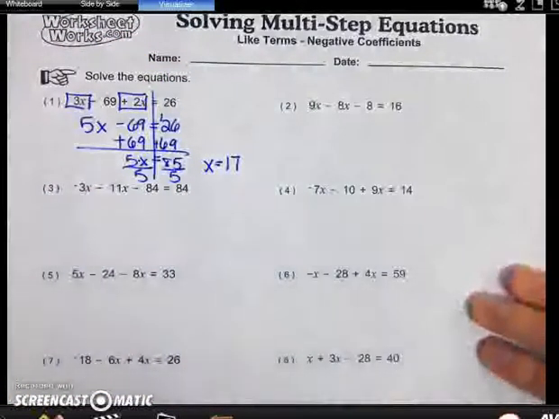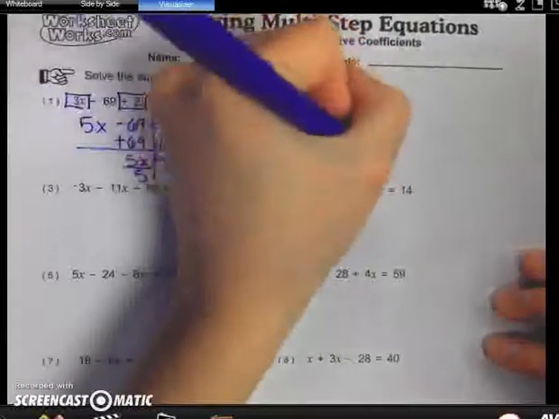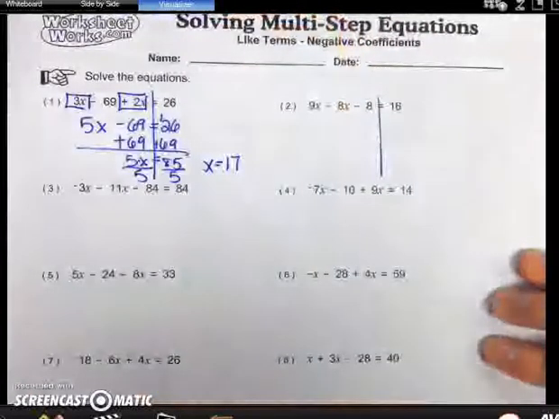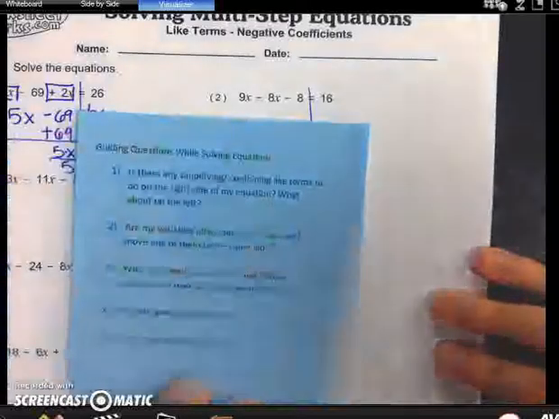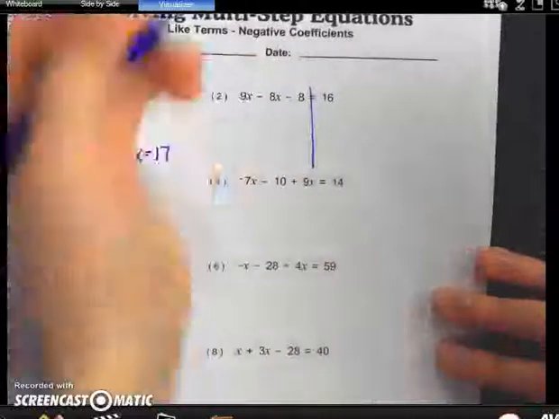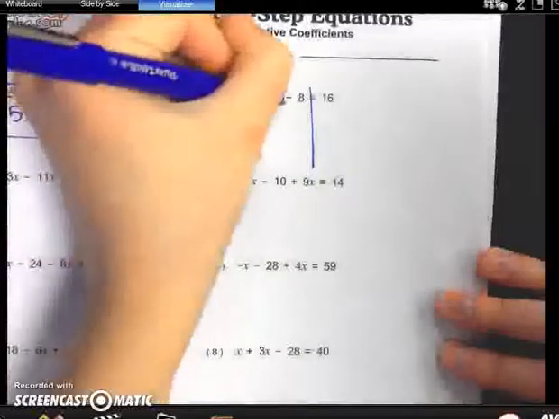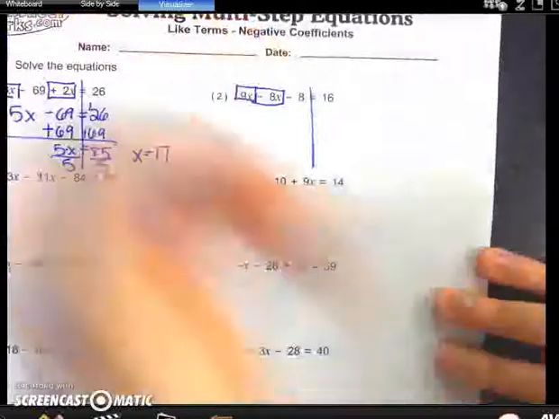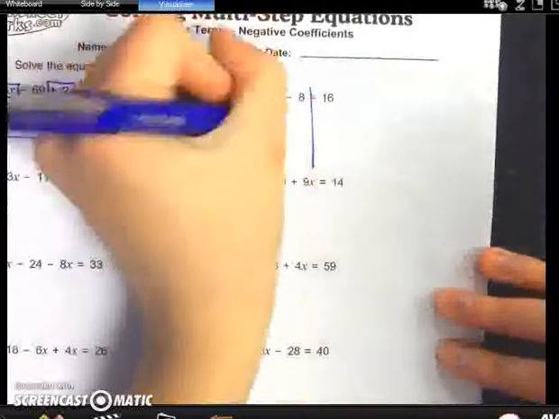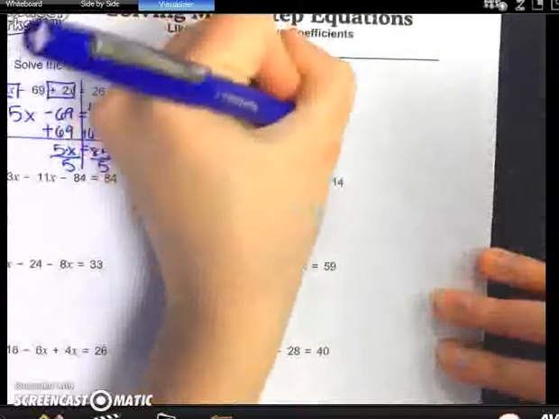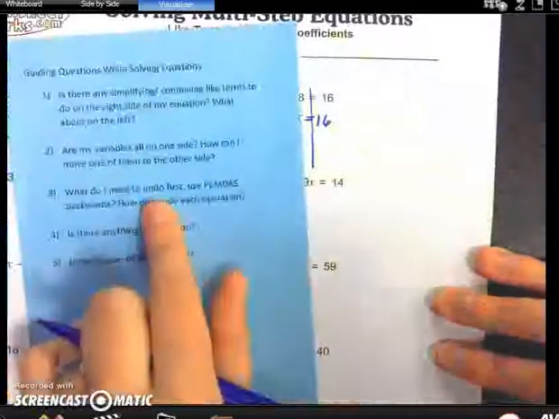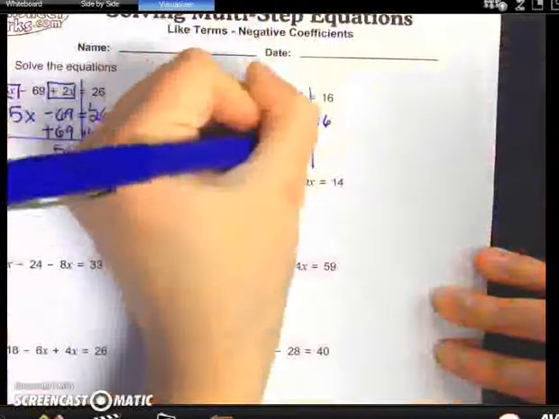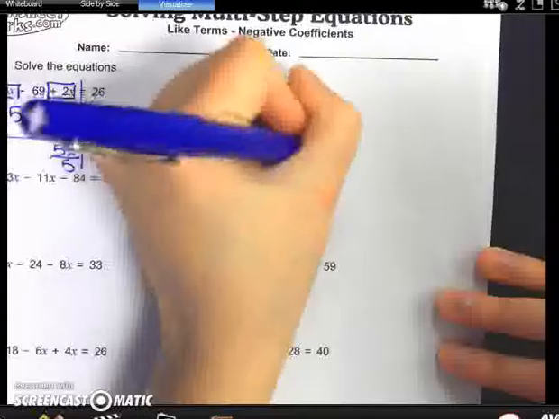Okay, let's look at number 2. Again, I'm going to put a line through my equal sign. Okay, my first question is, is there simplifying to do on each side? Nothing over here. But I have 9x and minus 8x here. Okay, 9x minus 8x is 1x minus 8 equals 16. Are my variables all on one side? Yes. What do I need to undo first? Well, I need to undo any addition or subtraction, so I'm going to add 8 to both sides. That gives me 1x equals 24.